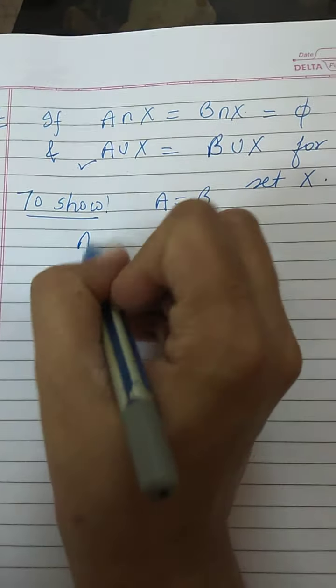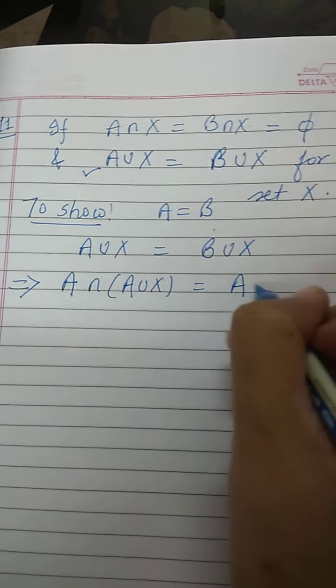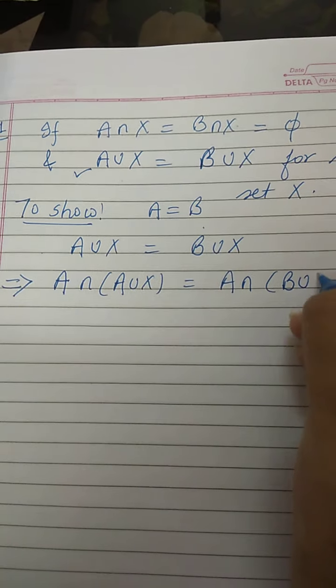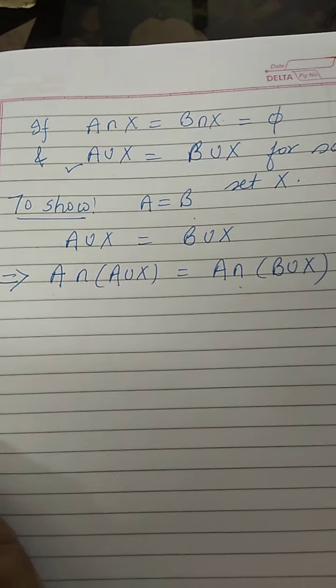So we will start as A union X is equal to, given, B union X. So we will take on both sides intersection with A, right? I am using the sign it implies. When I use the sign it implies, that means one new thing has been done to the previous equation. And what is that new thing? We are taking the intersection with A on both the sides. A intersection B union X. So on both the sides we have taken intersection with A.